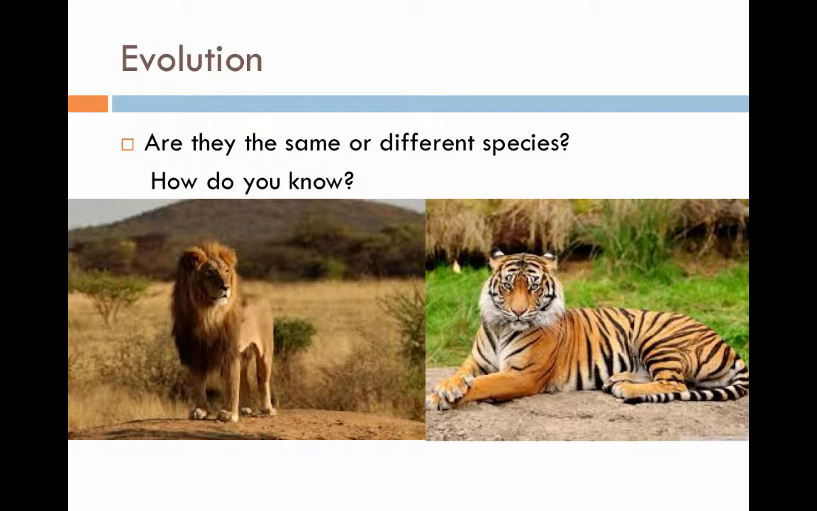Are these two organisms different species or the same species? How do you know? Well, they kind of look alike. They definitely act alike. They both walk on four legs, have fur, make loud growls, eat meat. But the real question is, can they reproduce and have healthy babies? No. Because they cannot interbreed and produce fertile offspring, they are different species.